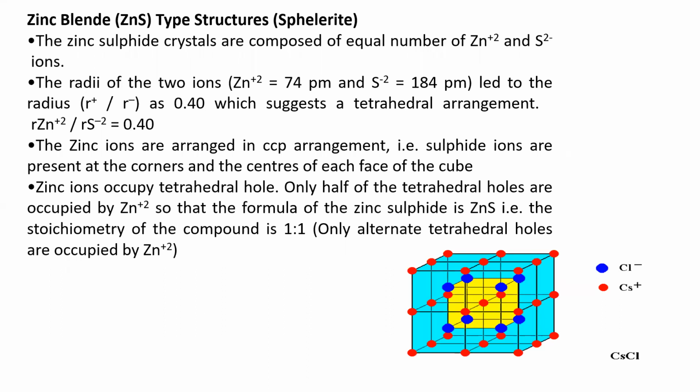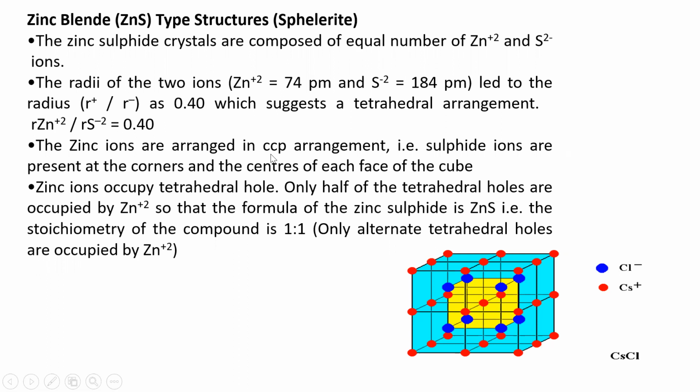So next, coming to zinc blende. Zinc sulfide crystals are composed of an equal number of Zn+2 and S-2 ions, that is sulfide ions. The radii of the 2 ions, zinc is 74 picometers and sulfide ion is 184 picometers, lead to a radius ratio of 0.40, which suggests a tetrahedral arrangement. So if the radius ratio of cation to anion is 0.40, it has a tetrahedral arrangement.